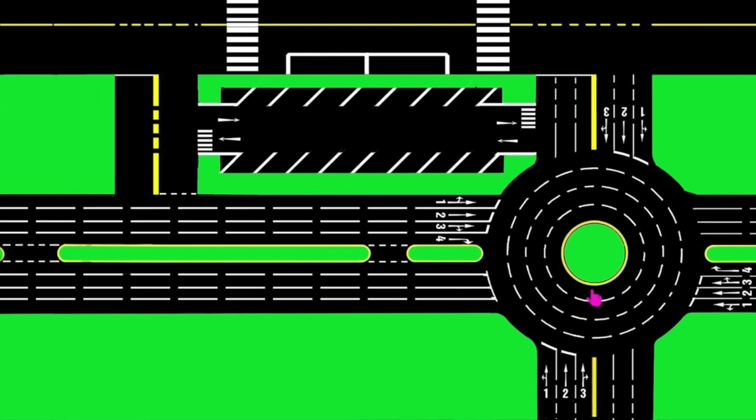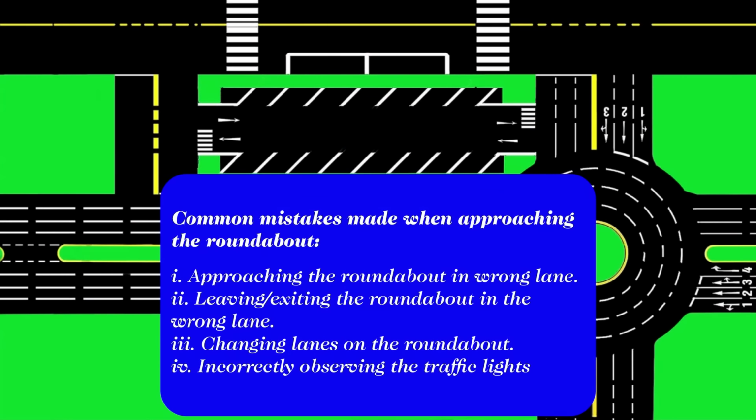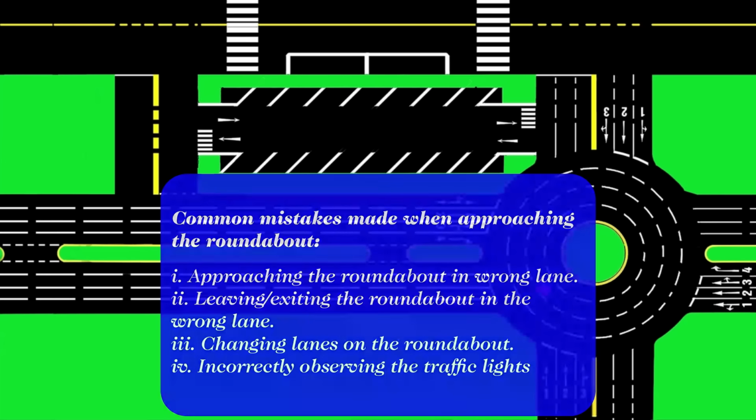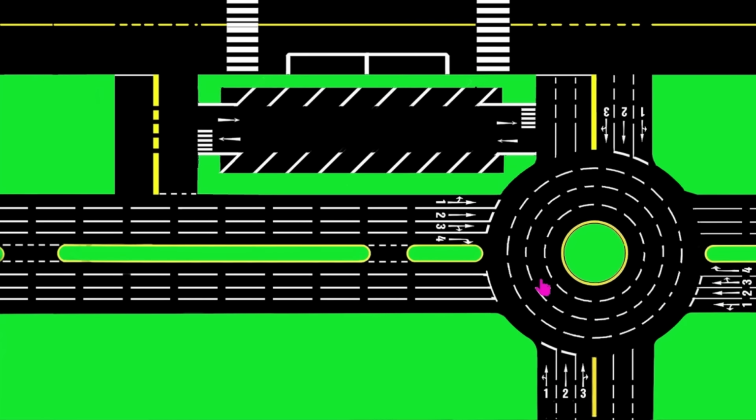However, there are some common mistakes made when drivers are approaching the roundabout. The first one is approaching the roundabout in a wrong lane. The second one is leaving or exiting the roundabout in the wrong lane. The third one is changing lanes on the roundabout. And the fourth one is incorrectly observing the traffic lights. So, after talking about the common mistakes that drivers make at the roundabout, please remember, just make sure you do the right thing, otherwise you might end up breaking the law or causing an accident.